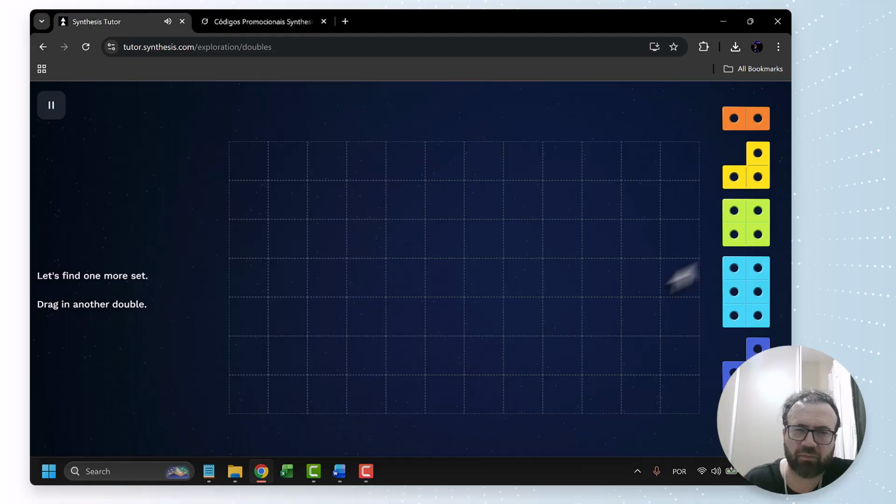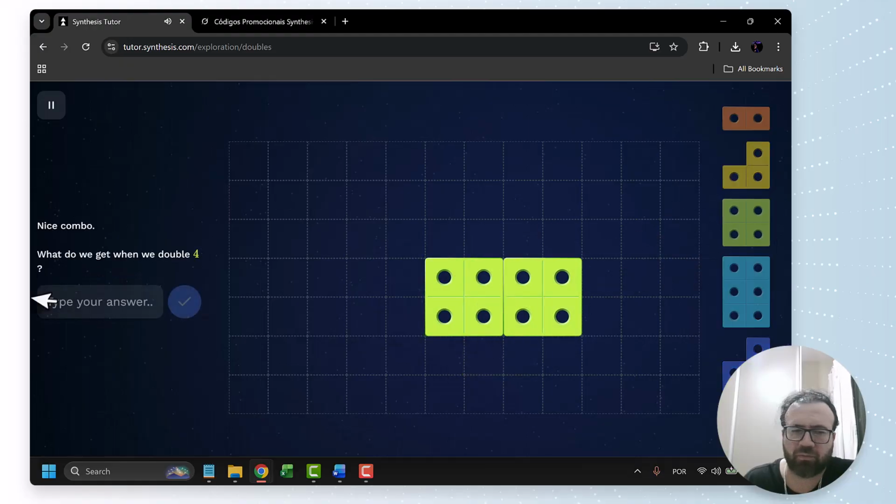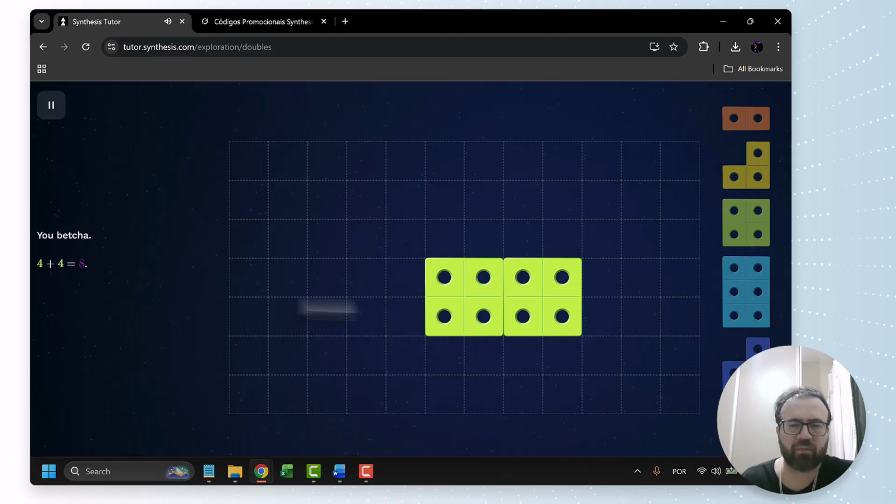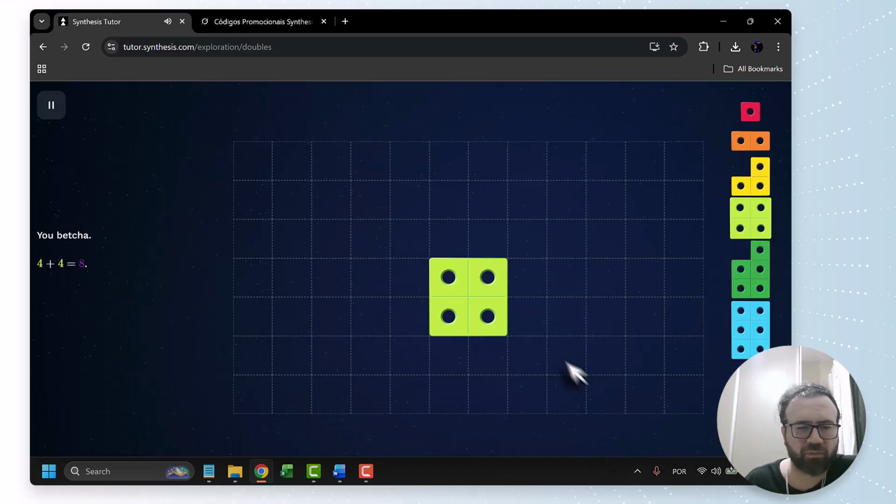Let's find one more set. Drag in another double. Nice combo. What do we get when we double 4? You betcha. 4 and 4 is 8.